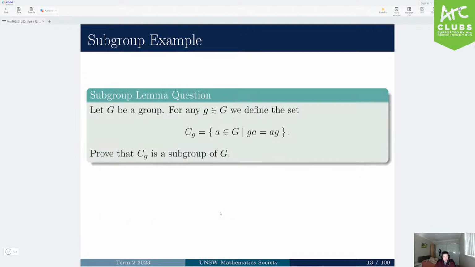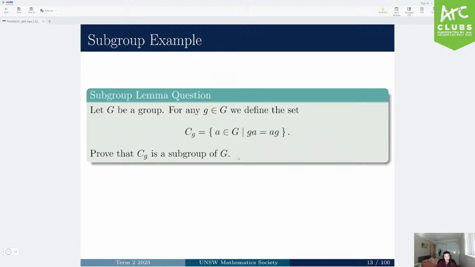Quick example here. Suppose that G is a group, and for any element little g inside G, we define the set C(g) to be equal to the elements a inside G such that ga equals ag. Okay, so that implies that we have to prove that the commutative law holds, and we have to prove that C(g) is a subgroup of G.